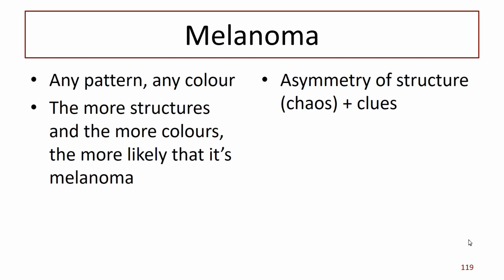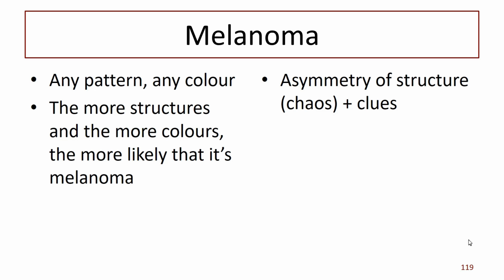So we better talk about melanoma, because we've been talking about nevi up until now. So a melanoma can be any pattern, any colour. The more structures and more colours, the more likely it's melanoma. The thing that we're looking for is asymmetry of colour and structure, which we call chaos for today's exercise, and you then can look for clues. Actually, the clues are very unimportant. It's asymmetry of colour and structure.